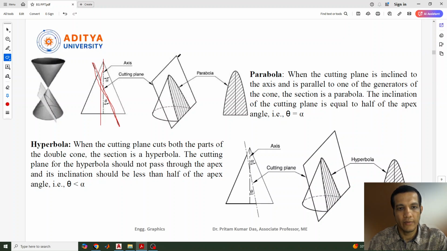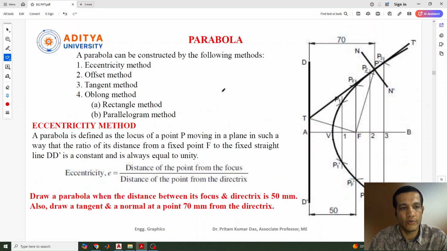Now see, this is the cutting plane, and it cuts the conical section, a cone. This is the generator of the cone. So what kind of object will we get? We will get this kind of sectional part, and that is called a parabola. The inclination of the cutting plane is equal to half of the apex angle of the cone. This is the apex of the cone, and this angle and this angle will both be equal, theta and alpha.